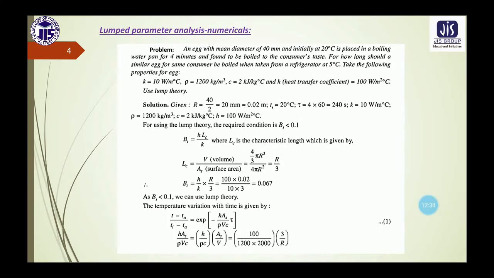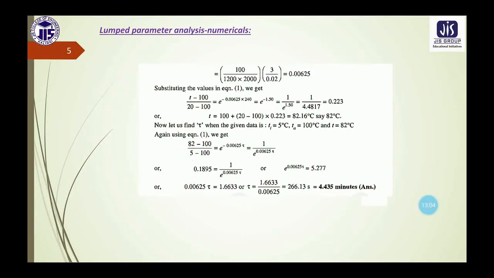Now the equation for the Lumped theory is (T minus Ta) divided by (Ti minus Ta) equals e to the power minus Biot number into Fourier number, that is actually e to the power minus hA by rho Vc multiplied by tau. Now this hA by rho Vc part can be written as h by rho c into A by V. All the values are given in this question, so you can put all these values here.